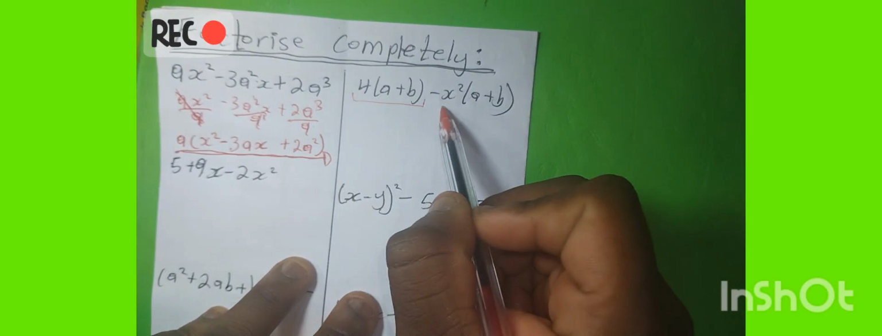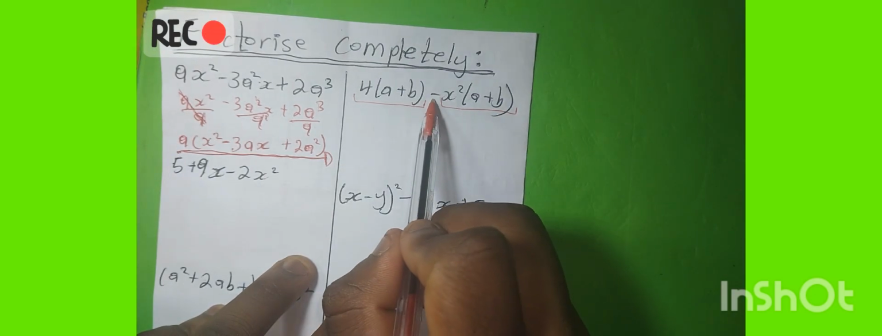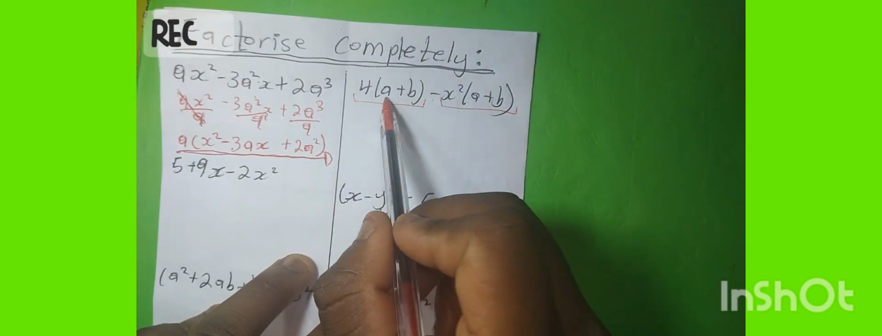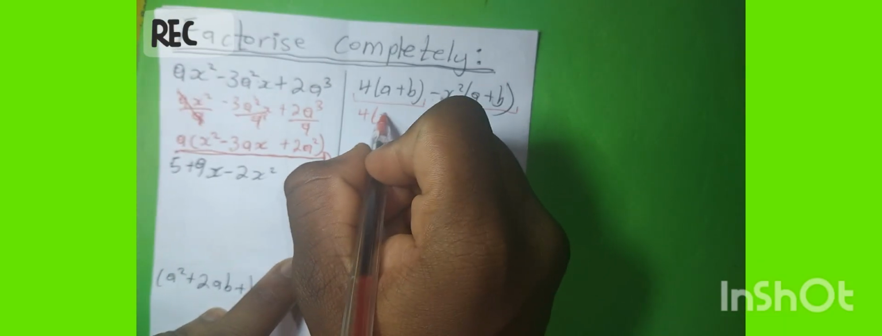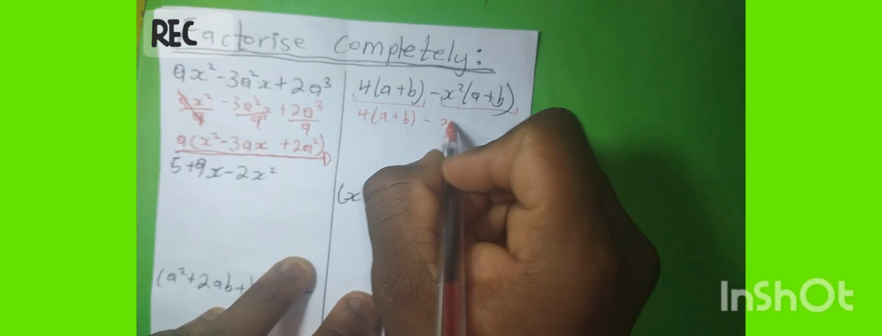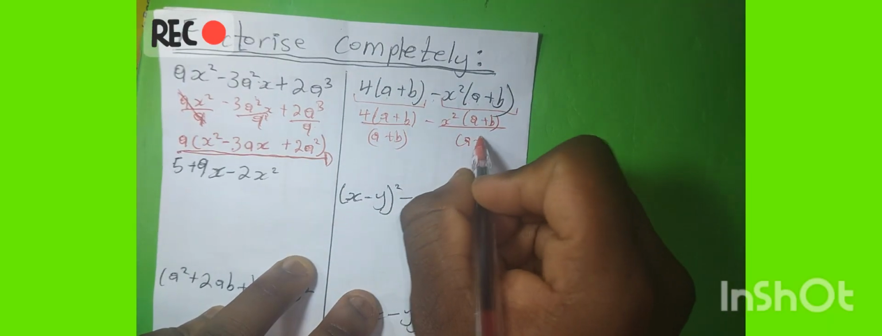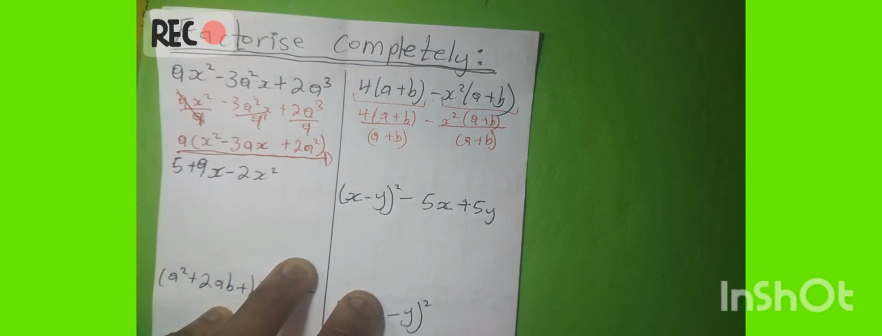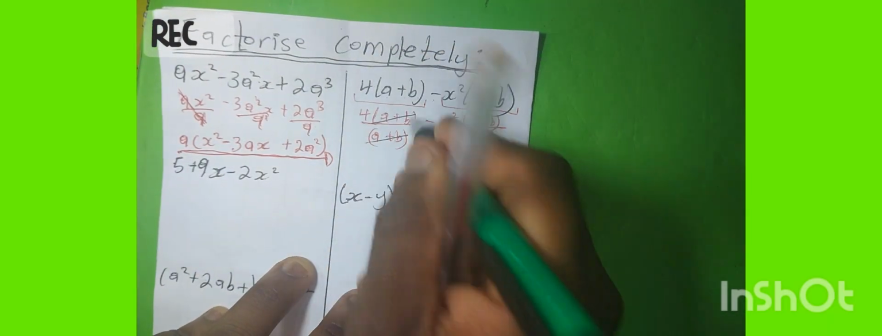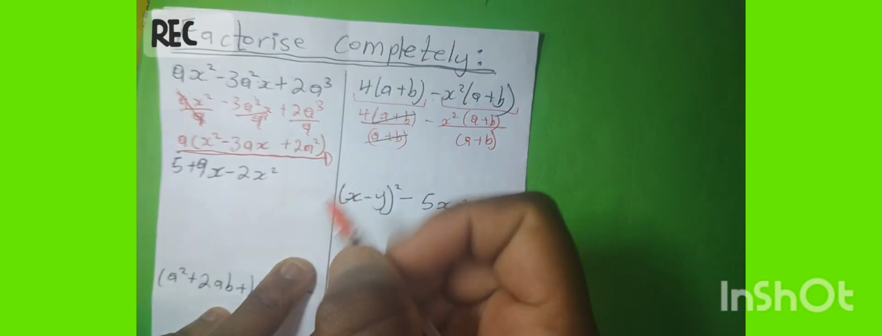Then here's another question. If you notice in this question, you've got 2 terms, separated by a negative. Between these 2 terms, we have a common factor, which is a plus b. So this is how we take that common factor. Minus x2, and a plus b will be divided by a plus b. That simply means that these 2 things will cancel each other.